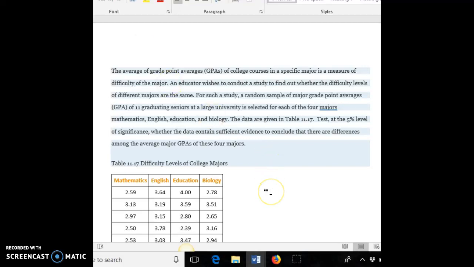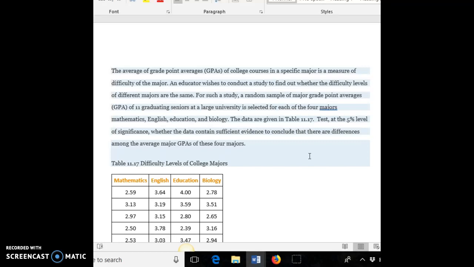All right, so let's look at our first one of these problems, and they are quite a lot of calculations. The average of grade point averages, GPAs, of college courses in a specific major is a measure of difficulty of the major. An educator wishes to conduct a study to find out whether the difficulty levels of different majors are the same. For such a study, a random sample of major grade point averages of 11 graduating seniors at a large university is selected for each of the four majors: mathematics, English, education, and biology. The data are given in the table.